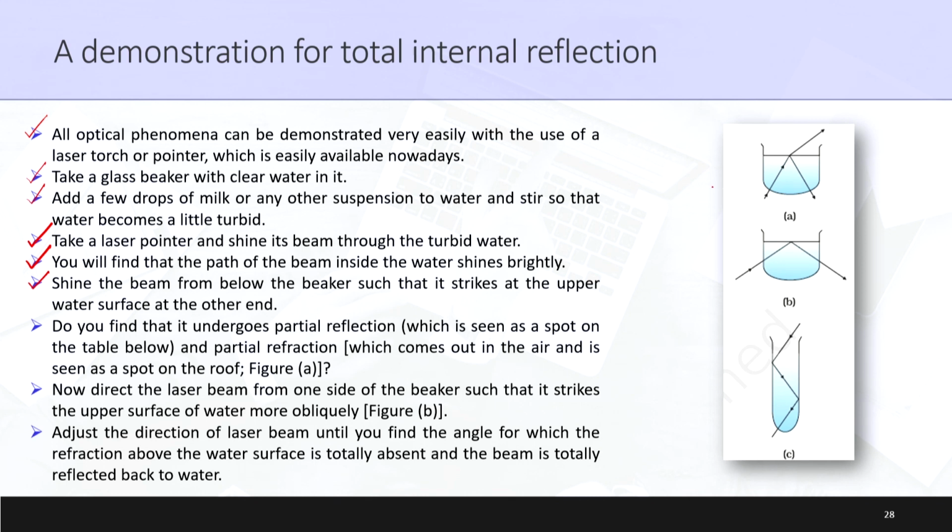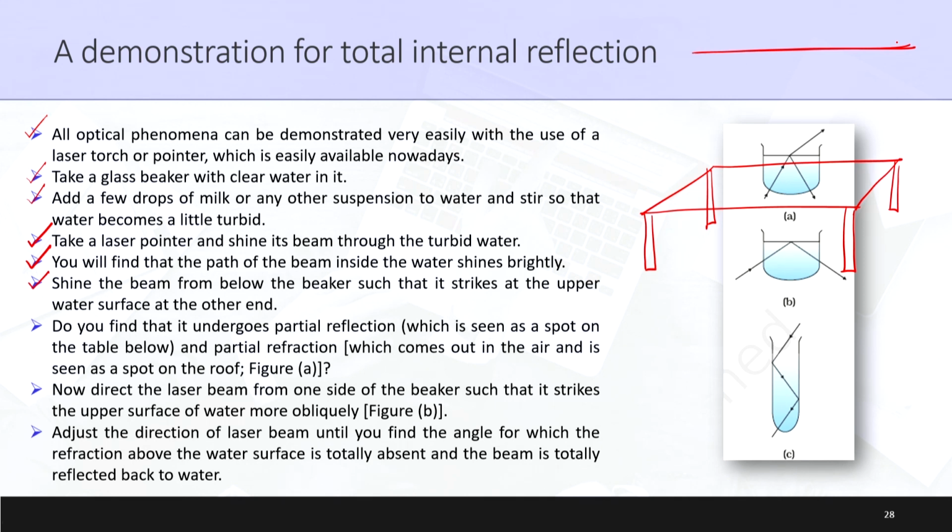So, what does it try to say? Let us suppose we are putting this beaker on a table, and let us suppose this is the roof of the room in which the experiment is being done. If this is the laser, you can see a dot on this table, and similarly you can see a dot on the roof also. What does it mean? It simply means that there is a reflection happening, and there is a refraction happening also.